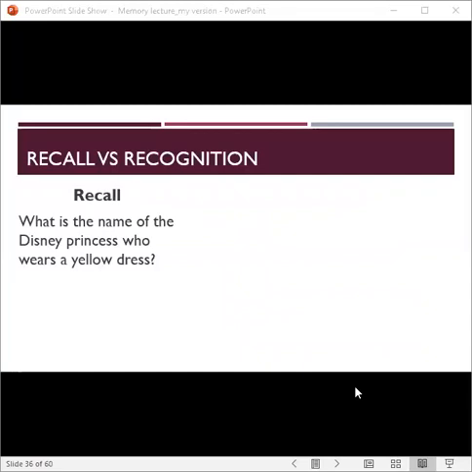Let's do a quick example of recall versus recognition. So if I asked you, what's the name of the Disney princess who wears a yellow dress? You not only have to pull the information out of your long-term memory, but you have to identify whether or not the answer is correct.